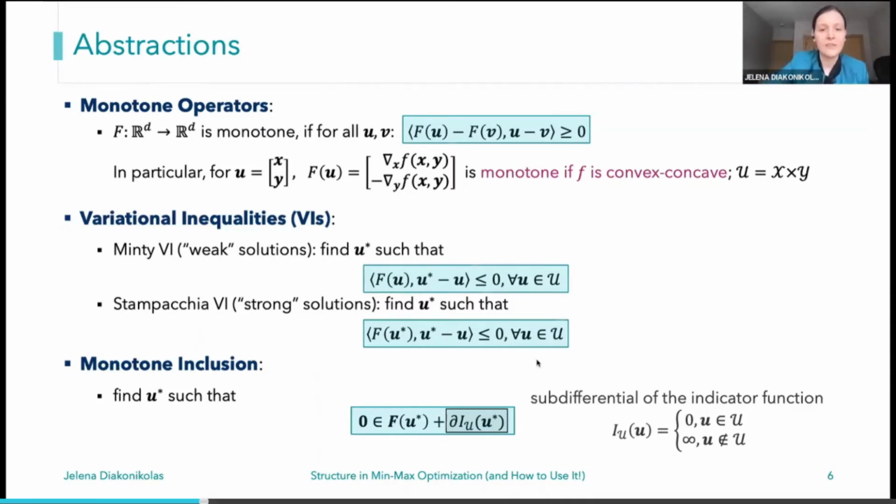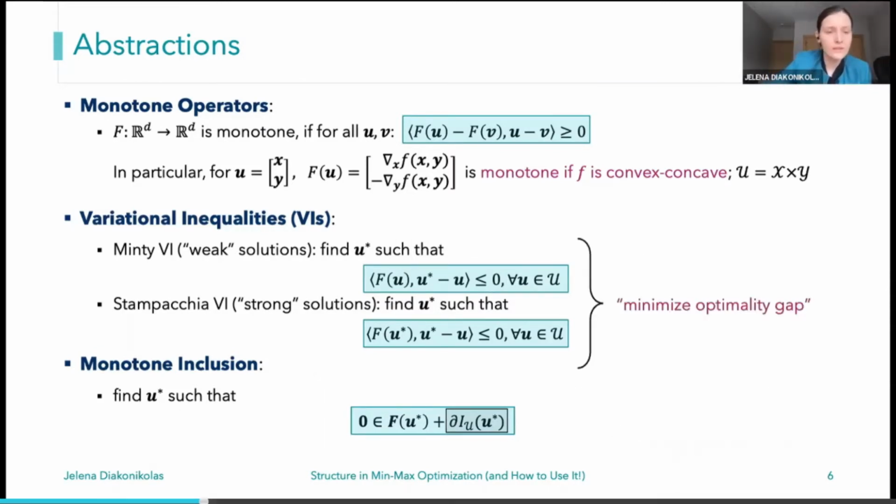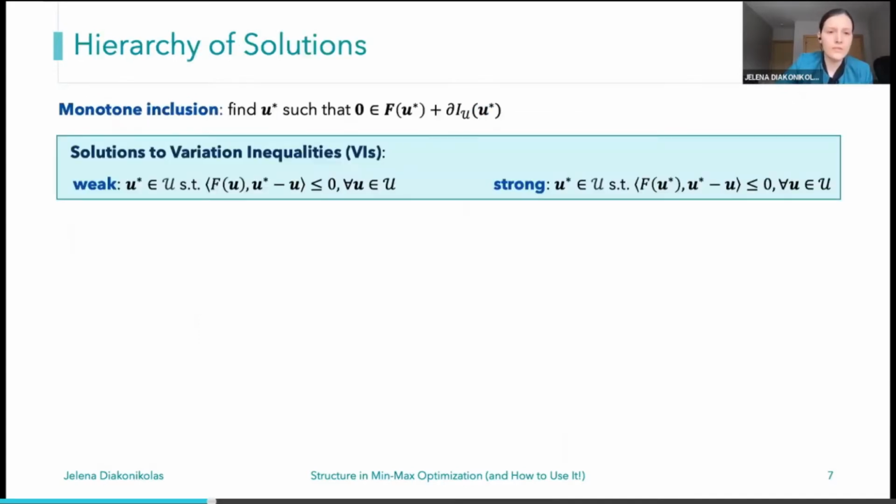If you look at now what kind of guarantees you're getting here, if you approximated these problems and wanted to translate it back to your minimax function, these will normally give you guarantees in terms of the optimality gap. The monotone inclusion will give you guarantees in terms of stationarity, which would be a small gradient in the unconstrained case.